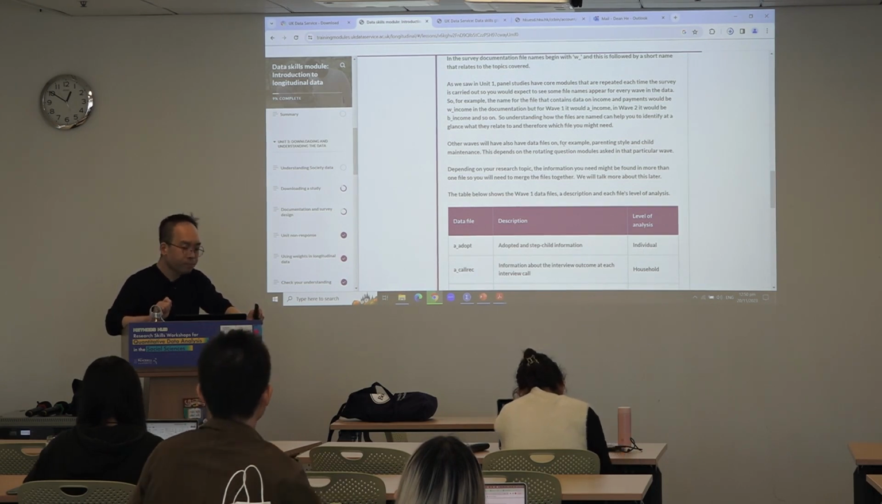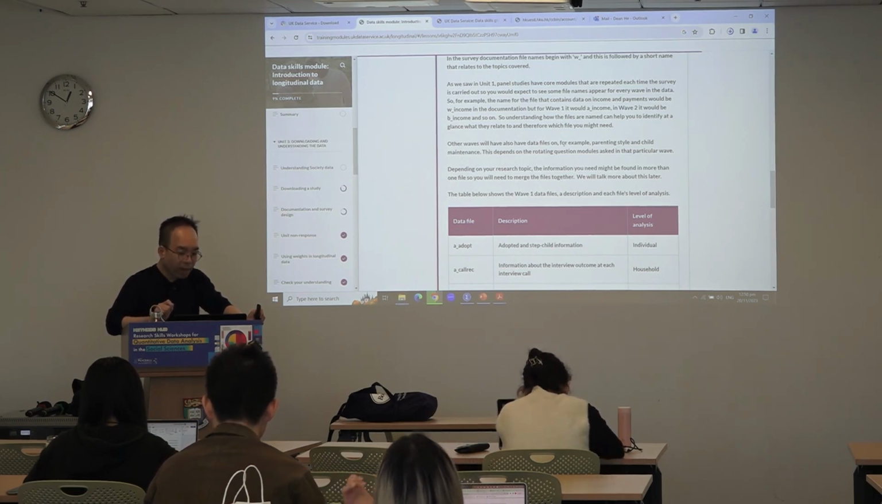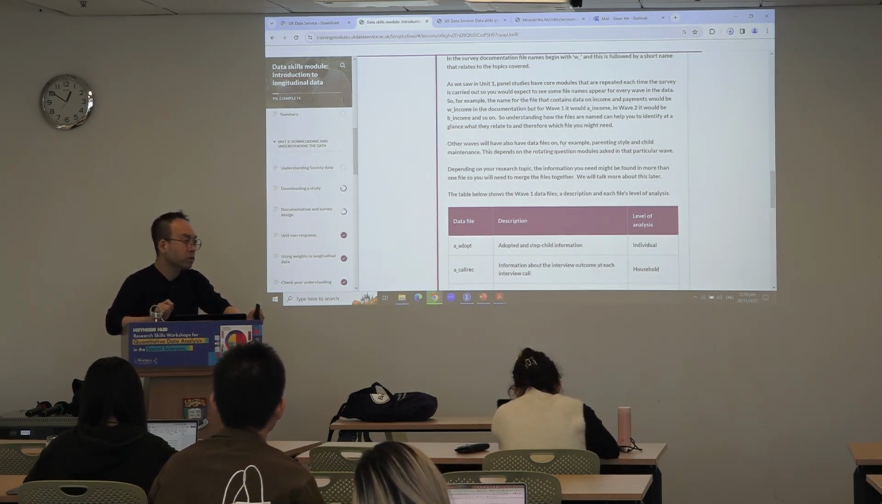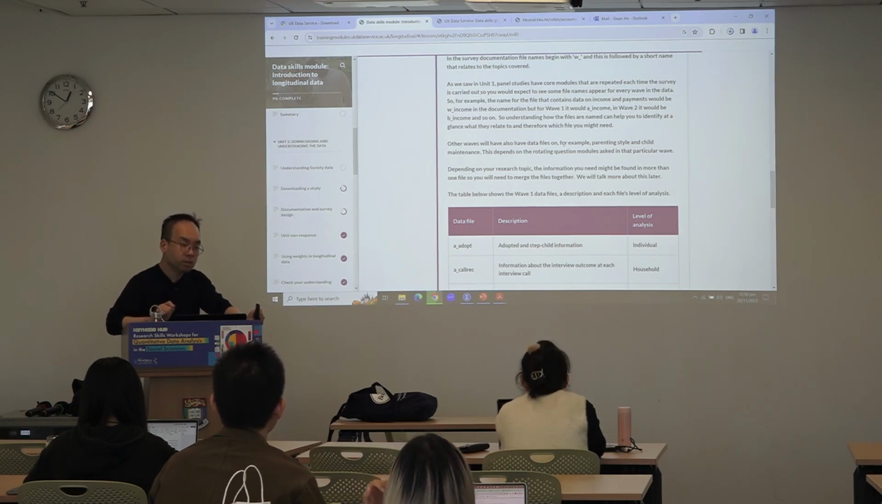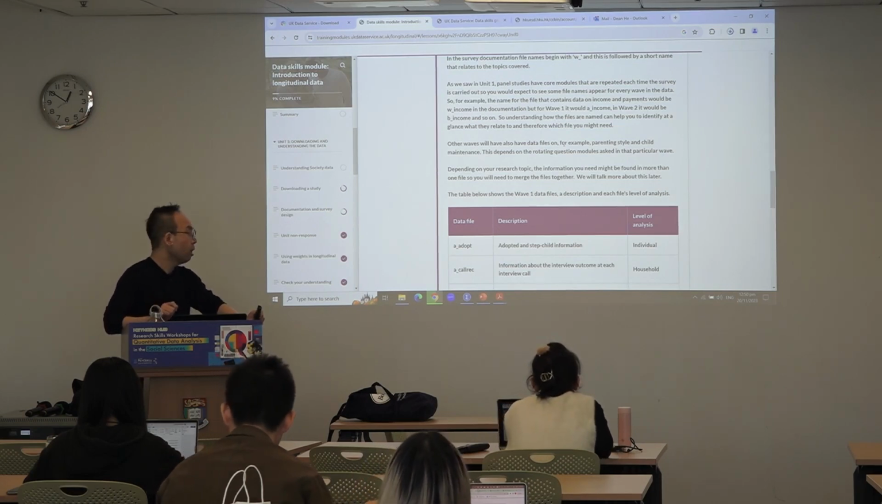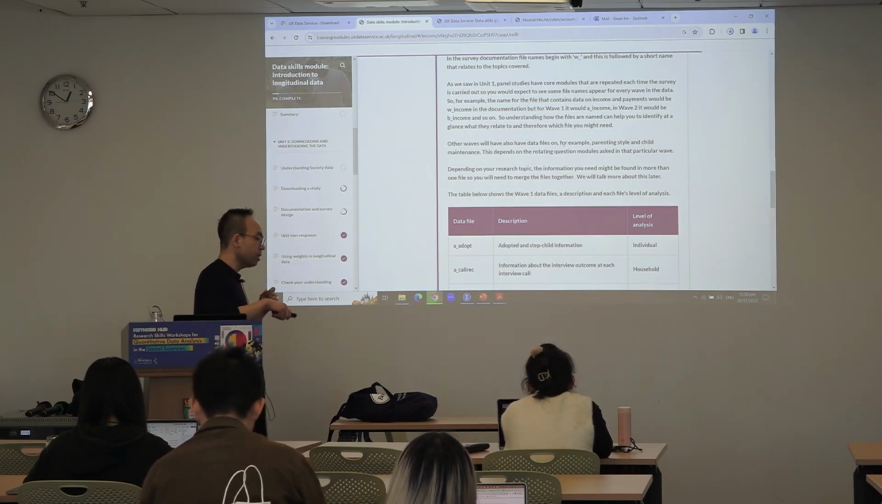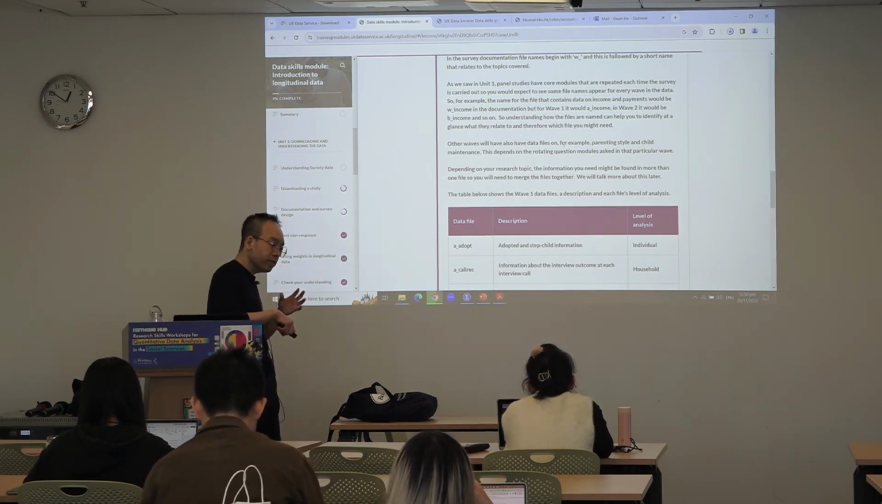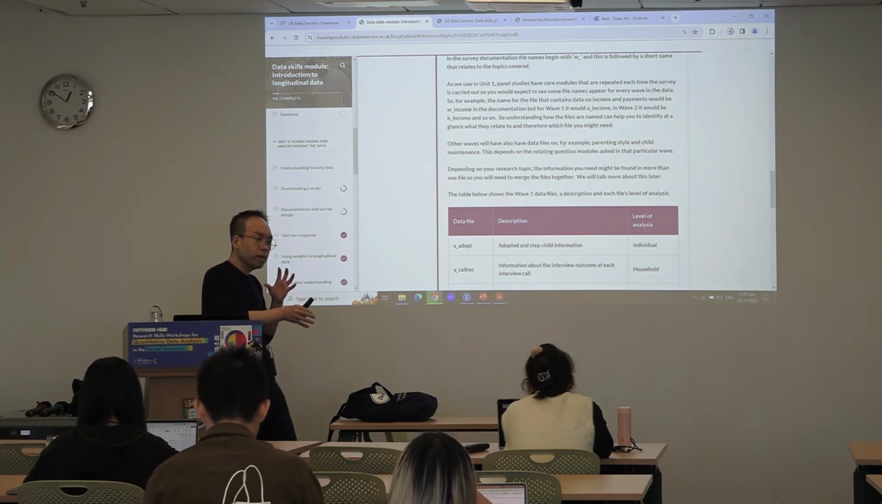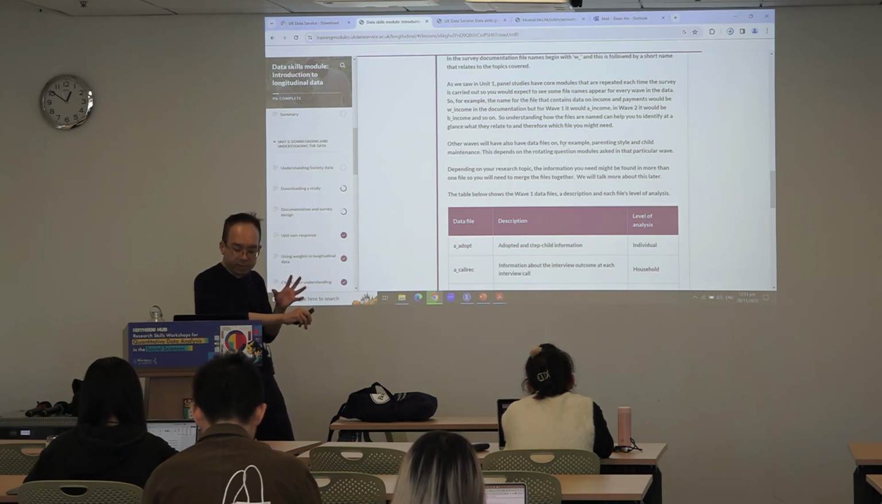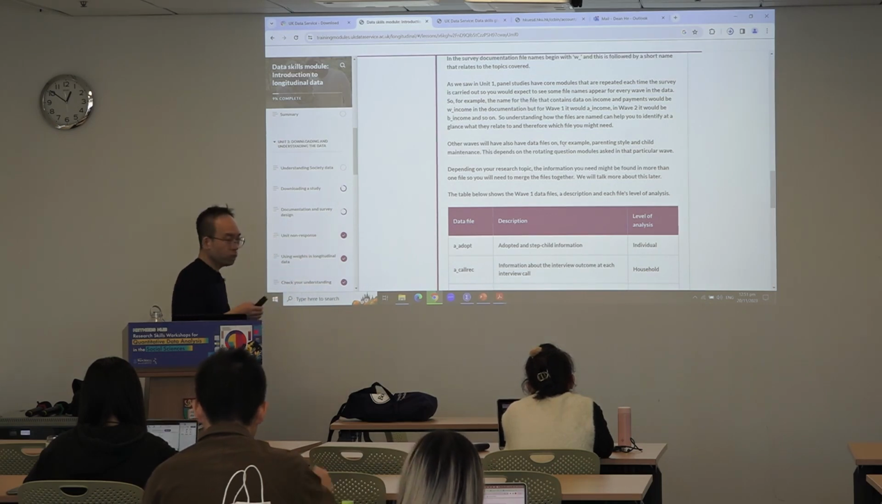Once again, depending on your research topic, the information you need might be found in more than one file, so you need to merge the files together. That's what we are talking about in terms of merging. You may not want to look at them separately, even though it's beneficial to look at them by waves. But at the end of the day, if you're looking at the data sets as a whole and trying to tell a story using all waves of data, then this might be to your interest.